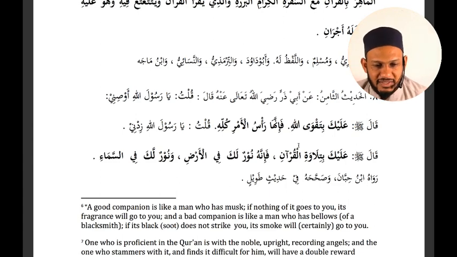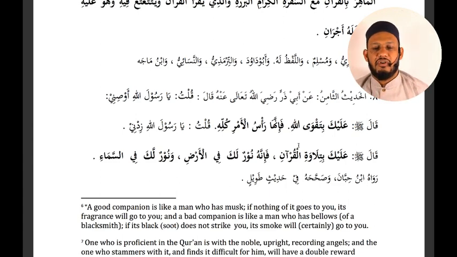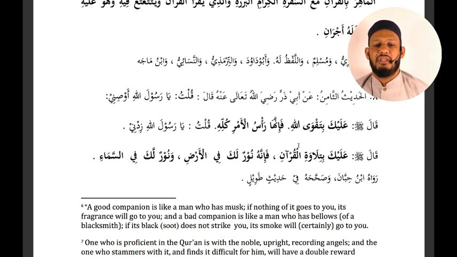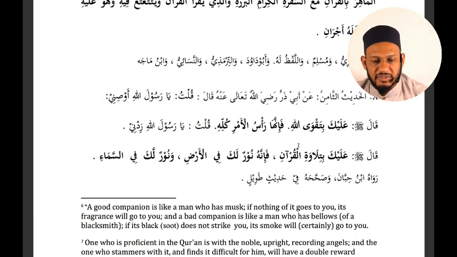From the text twice. يا رسول الله أوصني. قال عليك بتقوى الله فإنها رأس الأمر كله. قلت يا رسول الله زدني. قال عليك بتلاوة القرآن فإنه نور لك في الأرض ونور لك في السماء.